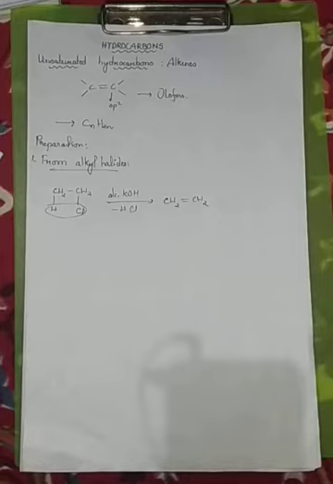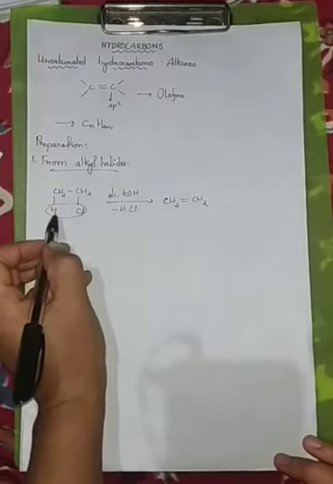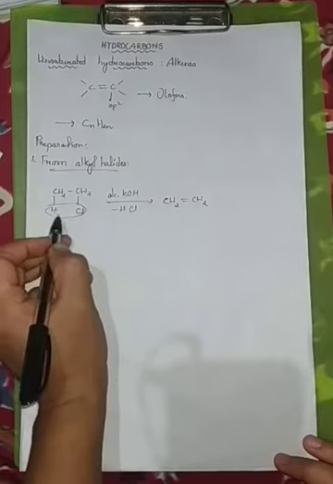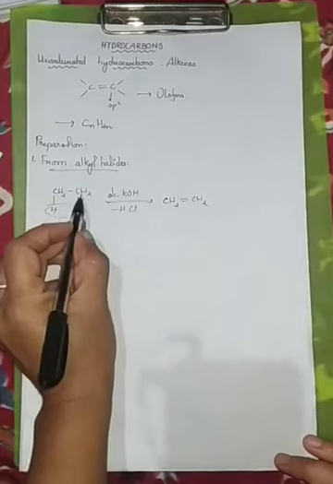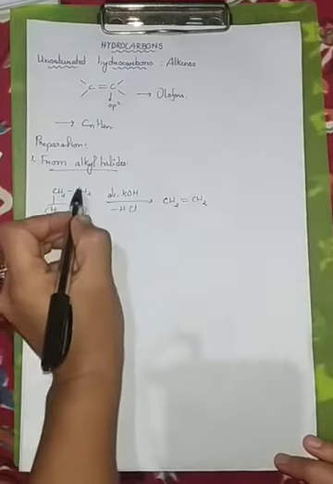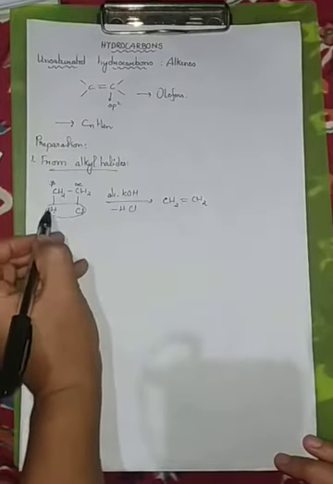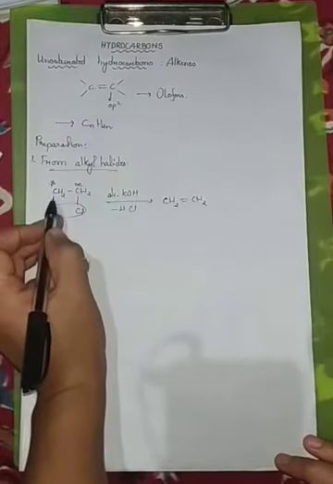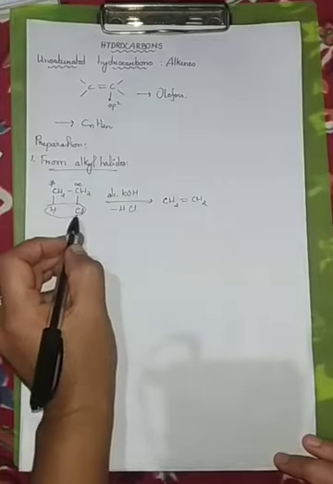Also, it is an example of beta elimination reaction because the hydrogen is eliminated from the beta carbon atom. That is, this hydrogen was eliminated from the beta carbon atom. Now, what does beta carbon atom mean? There are two carbon atoms here. Since the halogen is attached to this carbon atom, this will be our alpha carbon and this will be our beta carbon. Therefore, there was elimination of the hydrogen from the beta carbon. This is also known as beta elimination reaction.